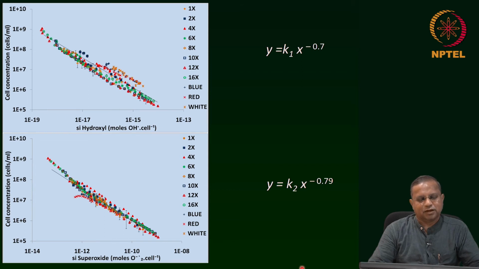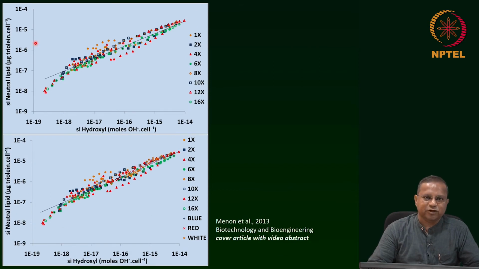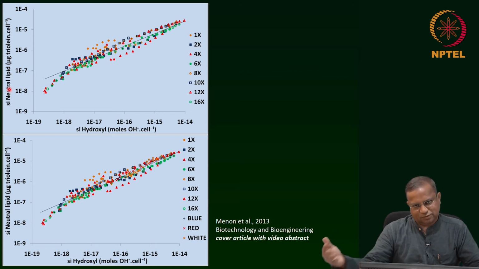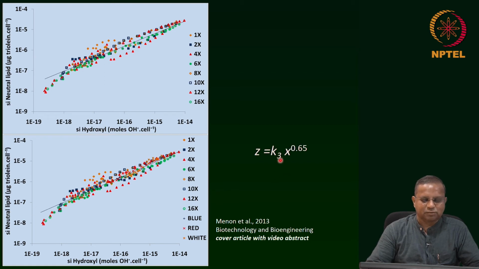And more interestingly, this is the effect on specific intracellular neutral lipid level in the cell, which is nothing but the one that is oil. Okay, the neutral lipid is the one that will give you oil. It was measured in some terms and so on and so forth. Don't worry too much about this. So this is specific intracellular neutral lipid level. This is specific intracellular hydroxyl radical level. Beautiful linear relationship with all the data put together. This was z equals k3 times x to the power of 0.65. Okay, z axis, x axis, and so on.